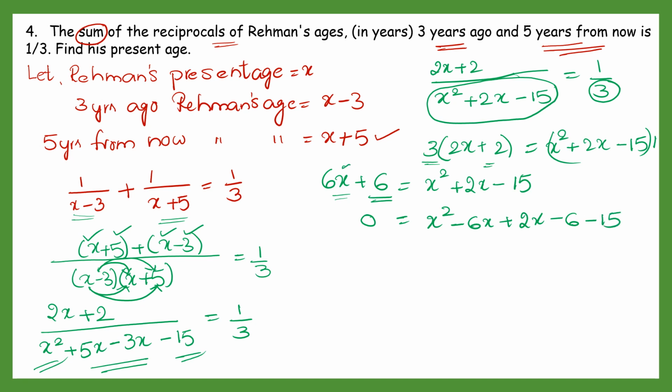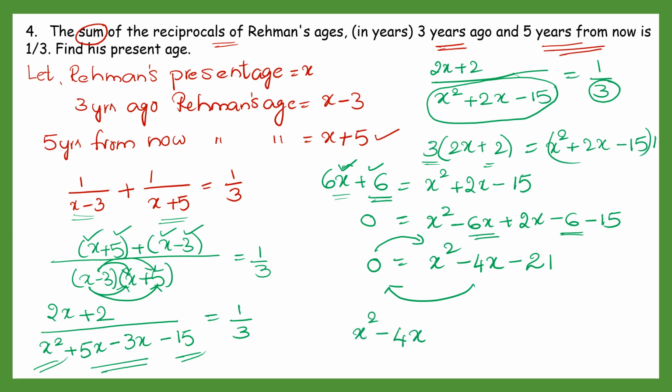So 6x plus 6 are on the left side of the equation. They came to the right side, it will become minus 6x minus 6. So 0 is equal to x square minus 6x plus 2x, minus 4x, minus 6 minus 15. You get minus 21. Let's interchange the sides. So the quadratic equation we got is x square minus 4x minus 21 is equal to 0. So we got the quadratic equation now. If you solve the quadratic equation, we will get the values of x, the roots of x.